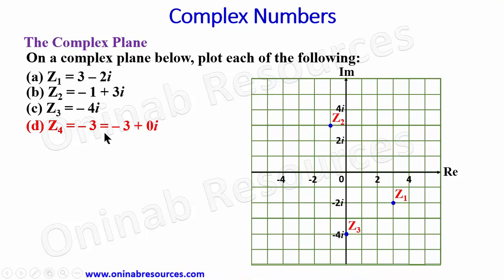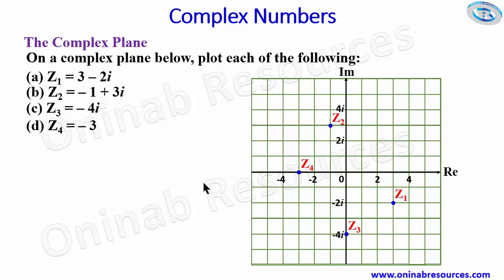So the real part is -3 has this line here. This is the line where the real part is -3. Then the imaginary part being 0 is the real axis. So their point of intersection is here. So we have our Z4 on the complex plane as this point. So that is all for the complex plane and how to plot the complex numbers on the complex plane.